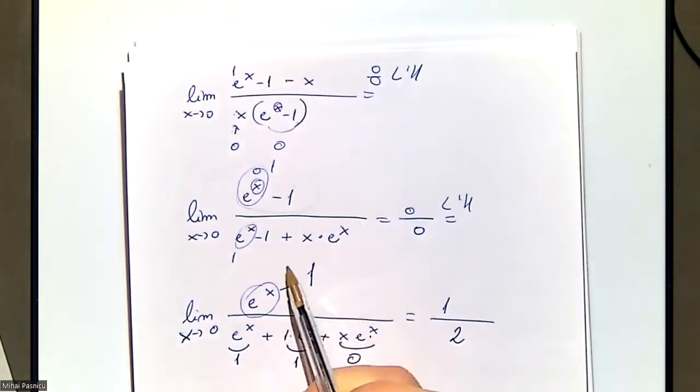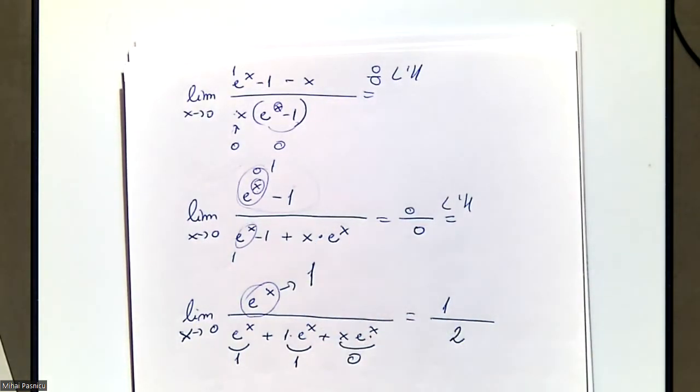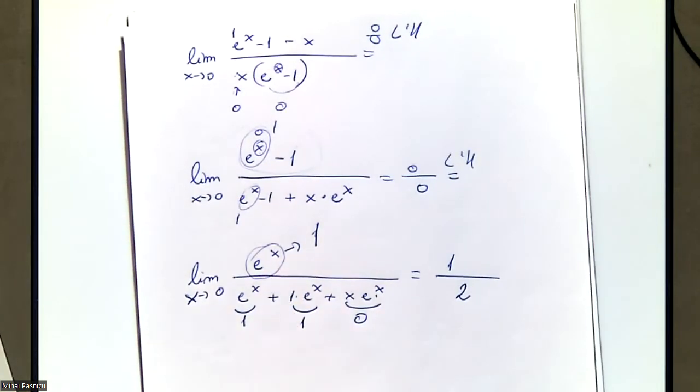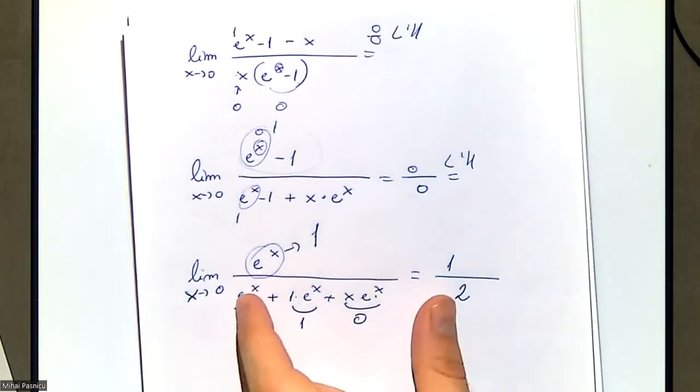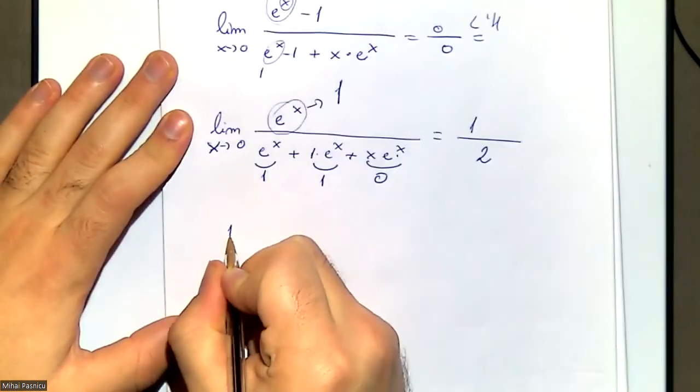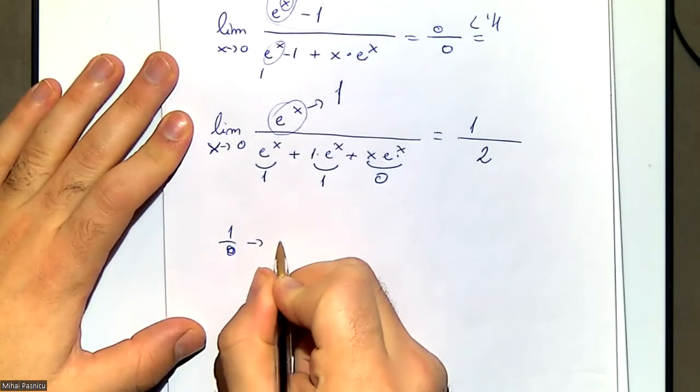Apply it. You get something here. It's still 0 over 0, so I apply it again. And then once I got the 1 up top, I know that I have finished my problem. It doesn't even matter what's underneath, because again, let's say I would have gotten 1 over 0. I know 1 over 0 goes to infinity.